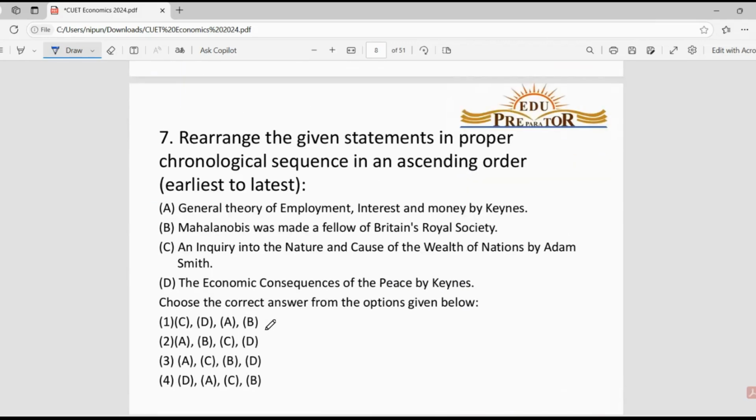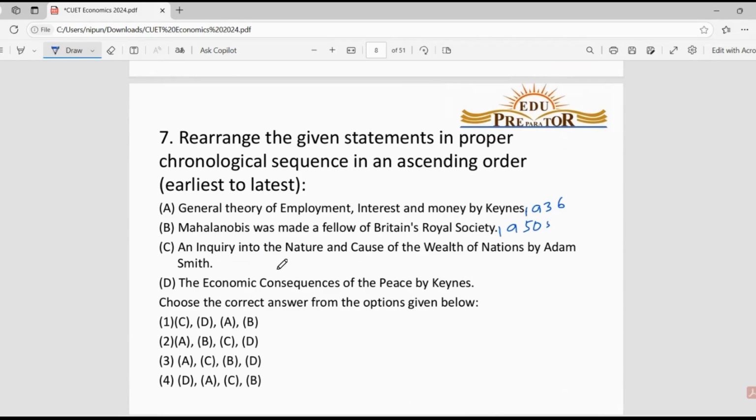Question number 7. Rearrange the given statements in proper chronological sequence in ascending order. Ascending order means starting from the earliest to the latest. Now let us see the General Theory of Employment, Interest and Money. I just told you, this theory was given in the year 1936. Mahalanobis was made a fellow of the British Royal Society. This happened in the 1950s.